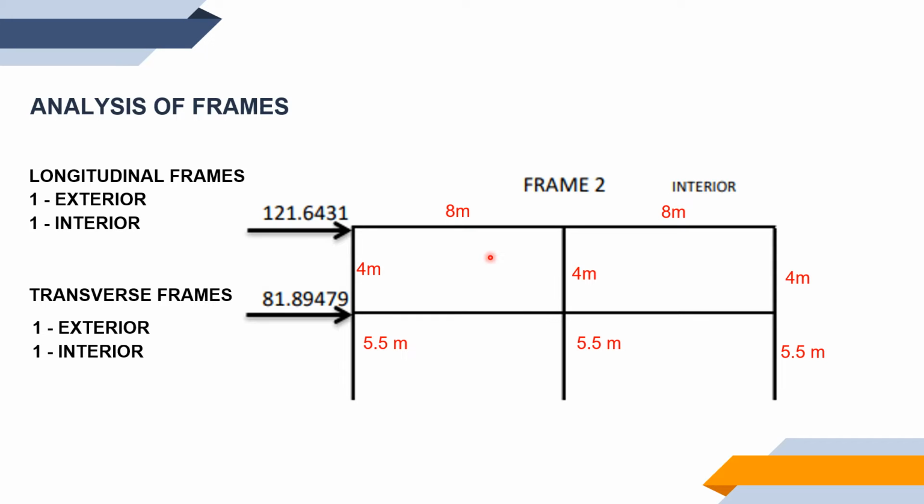Alright, so in the portal method, we have to cut in the midspan of each of these members. So for example, we have here A, B, and C, which are joints. I mean to say, for us to proceed with our portal method, we first have to cut at every midspan of our members that belong to this frame.